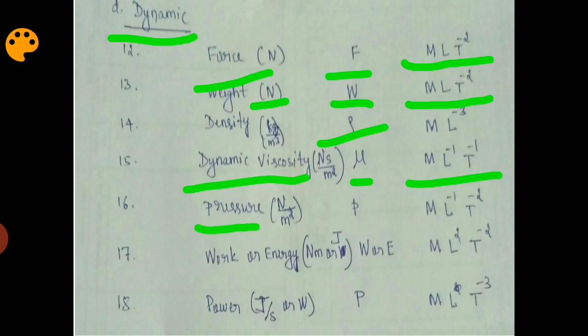Then we have pressure or pressure intensity, small p, with dimensions M L raised to minus 1 T raised to minus 2. Work or energy, SI unit is Newton meter or joules, symbol is W or E, M L square T raised to minus 2. Then power, joules per second or watts, capital P is the symbol used, M L square T raised to minus 3. In the next class we'll see, if a unit is complicated like power, how to get the basic dimensions and then write it in terms of MLT. Okay, thank you.